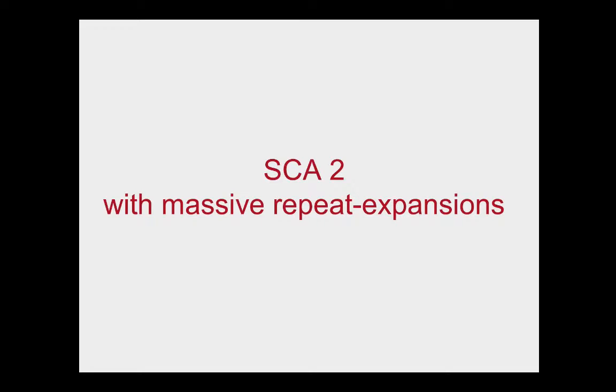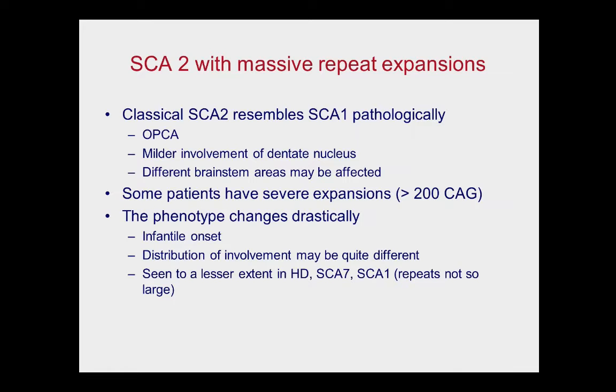So I want to change gears a little bit and talk more about studies that we've done with human disease. SCA2 is another trinucleotide repeat condition. It's probably more common than SCA1, actually. And pathologically, the classical cases look a lot like SCA1. They have olivopontocerebellar degeneration, a little bit less involvement of the deep nuclei, and some of the brainstem involvement may be a little different than you see in SCA1.